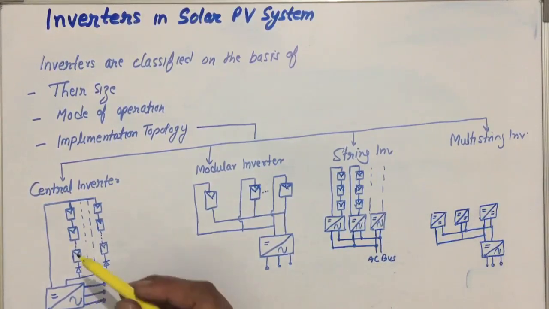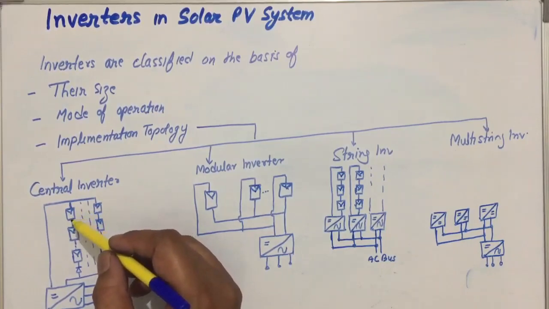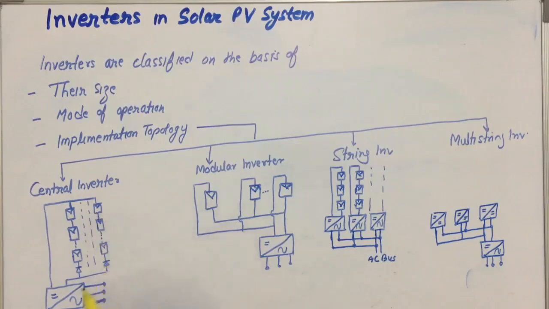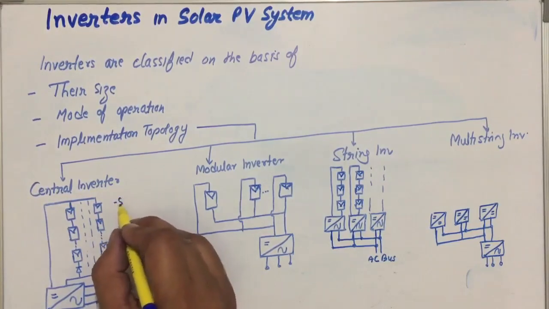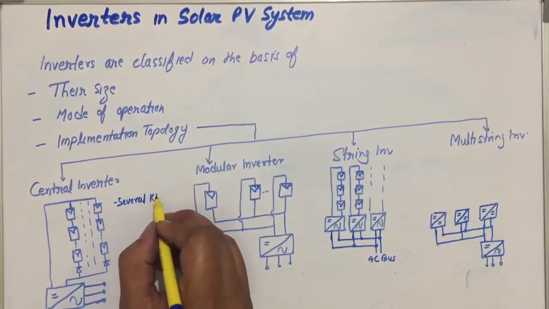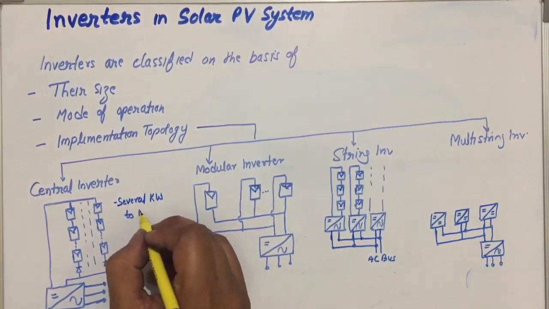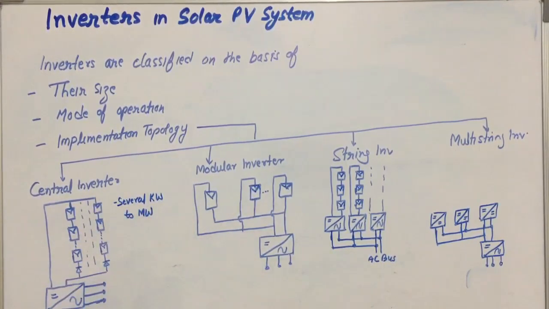In the central inverter, we have the PV modules connected in series and shunt in such a fashion. It has a rating of several kilowatts to a few megawatts. The range of rating of the central inverter is several kilowatts to a few megawatts. And the modular inverter is also named as a micro inverter. The rating of this is 50 to 500 watts, and the connection is as shown here.